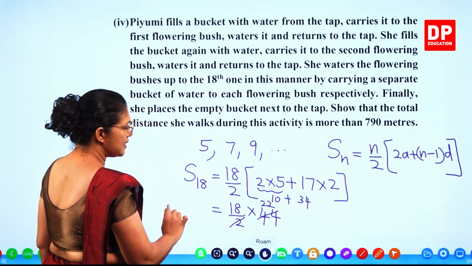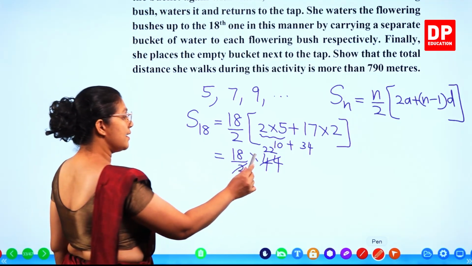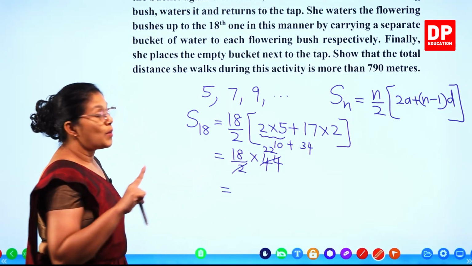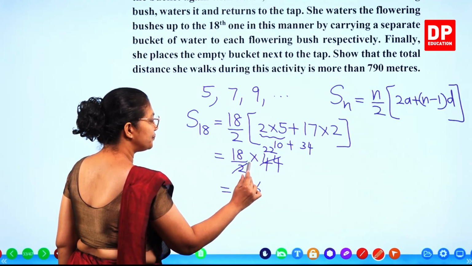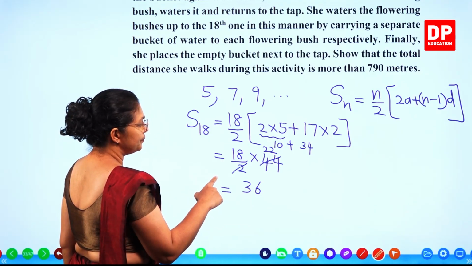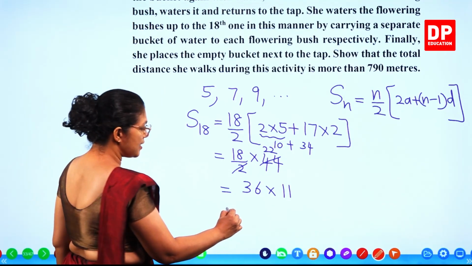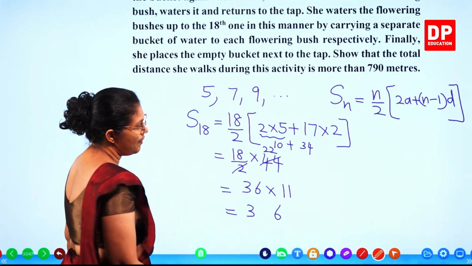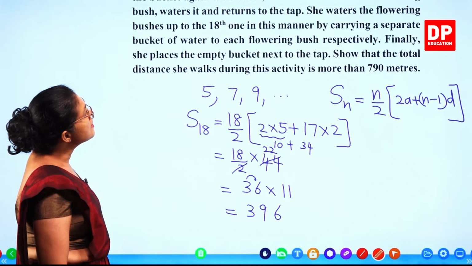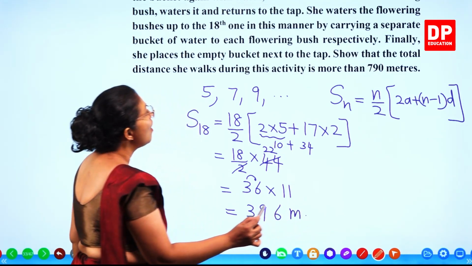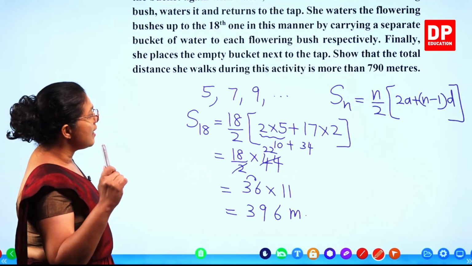18 times 22. What's the easiest way to multiply by 22? You can separate it out, 11. So 18 and then 22 you can write 2 times 11. So 18 times 2, 36. And how do you multiply by 11 easily? You separate out the first and the last digit and then you add these two. 6 plus 3 is 9. So 396 meters is the total distance from the tap to the last bush.